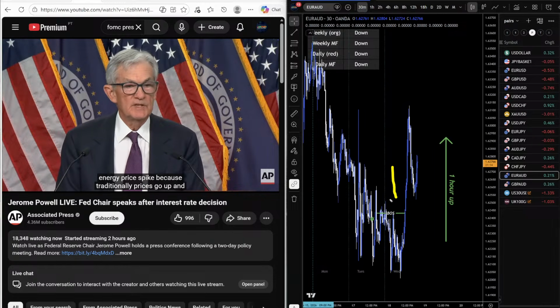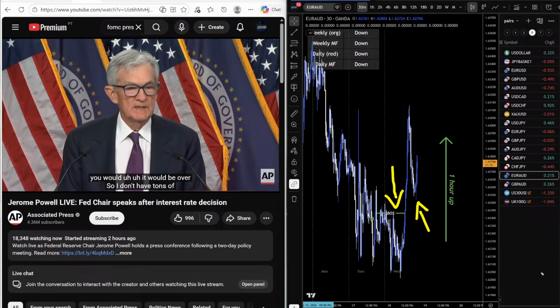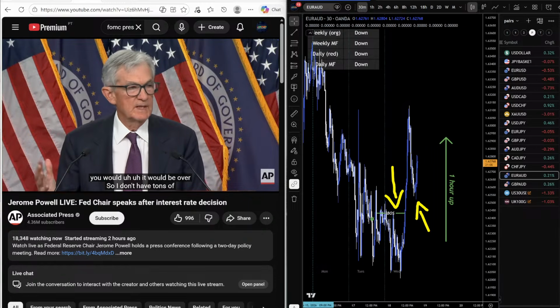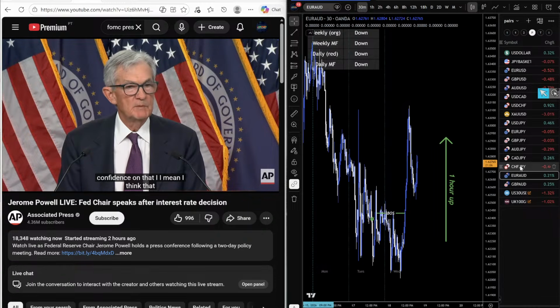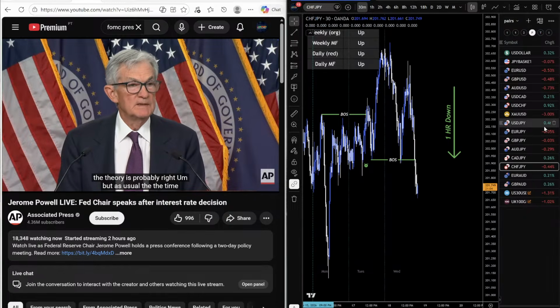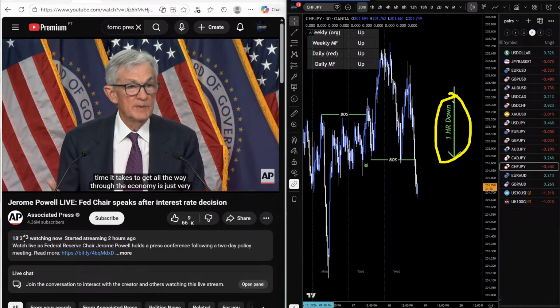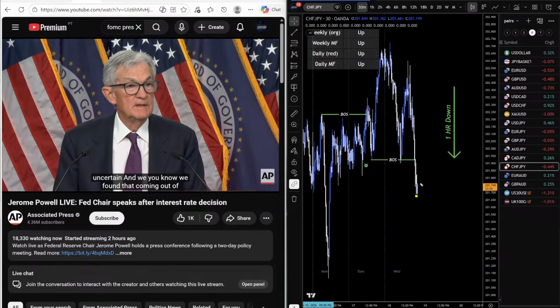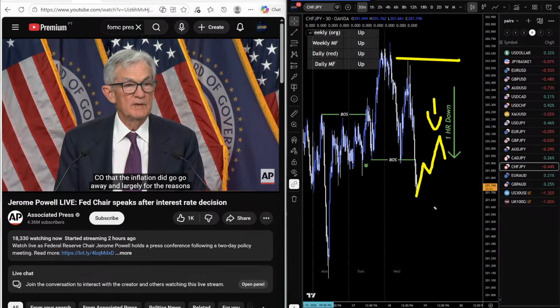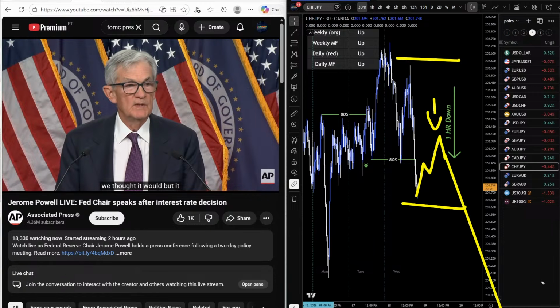I think that the theory is probably right, but as usual, the time it takes to get all the way through the economy is very uncertain. And we found that coming out of COVID, the inflation did go away, largely for the reasons we thought it would, but it took 2 years longer than we thought. So I think we have to be humble about knowing how long it will take for tariffs to go all the way through the economy.